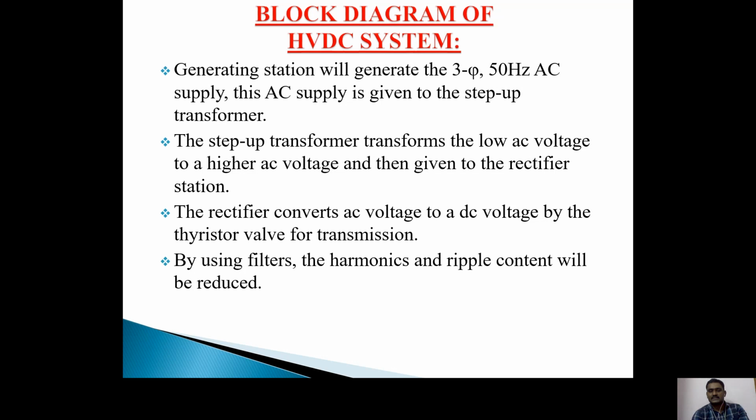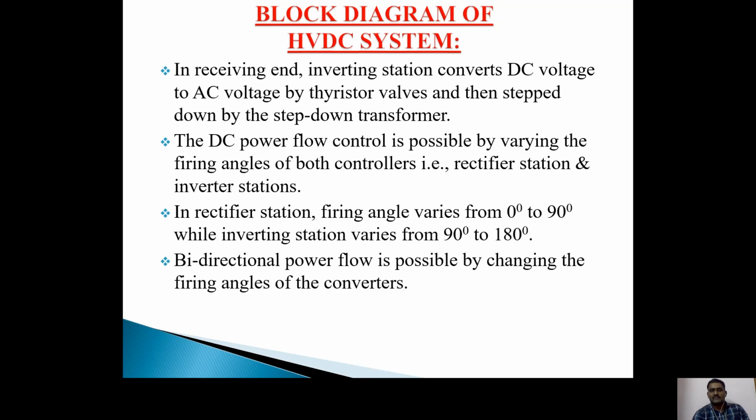By using filters, the harmonics and ripple content will be reduced. After that, at the receiving end we have the inverting station. The inverting station converts DC voltage to AC voltage by thyristor valves, and then it is stepped down by a step down transformer.